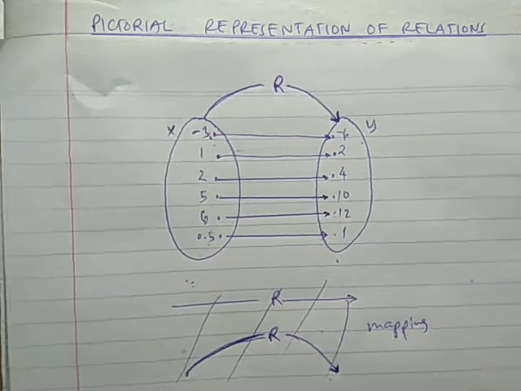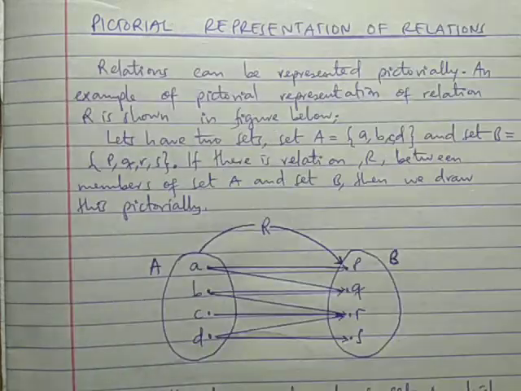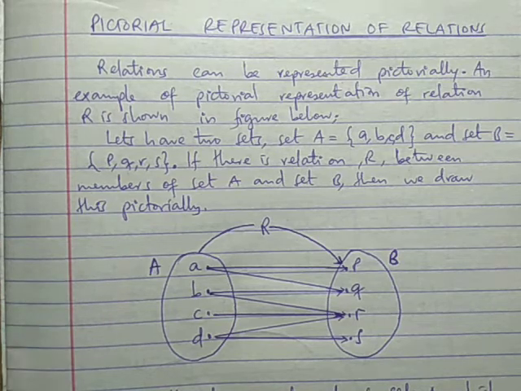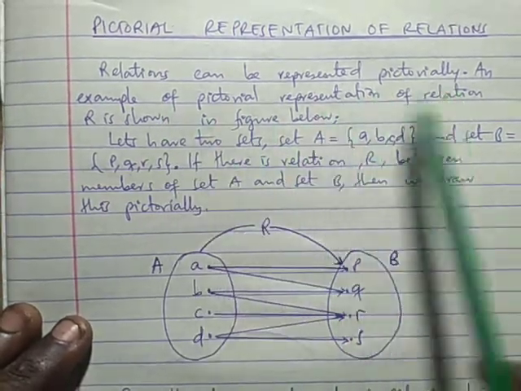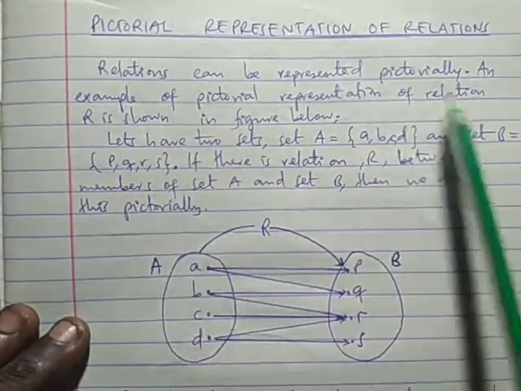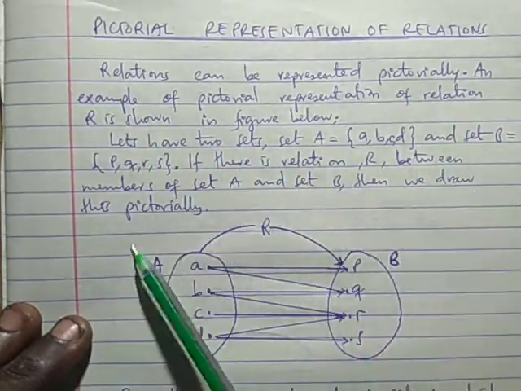So we have discussed in more detail this concept of pictorial representation. I have already told you that in mathematics we do not have notes. Most of the explanations you hear are what you need to know. So relation can be represented pictorially. An example of pictorial representation of relation is shown in the figure below.